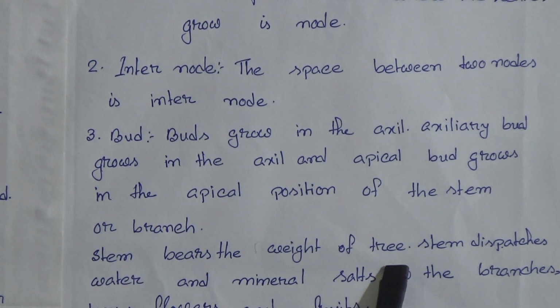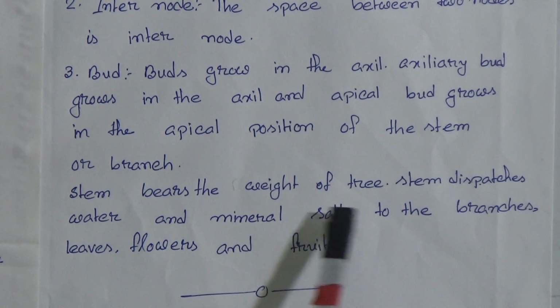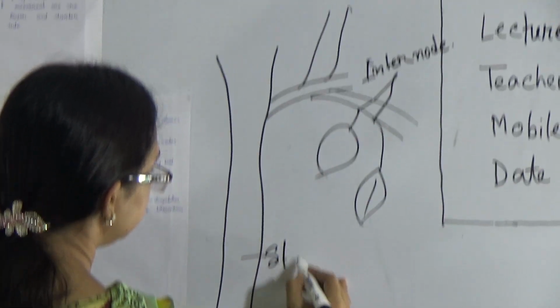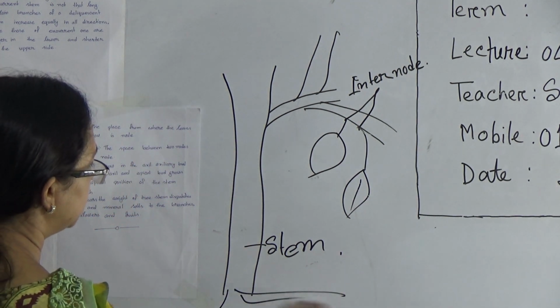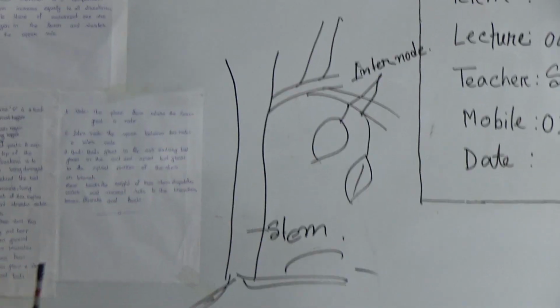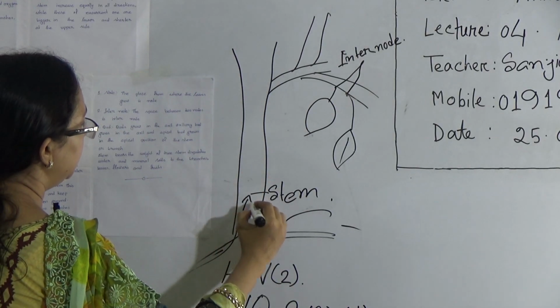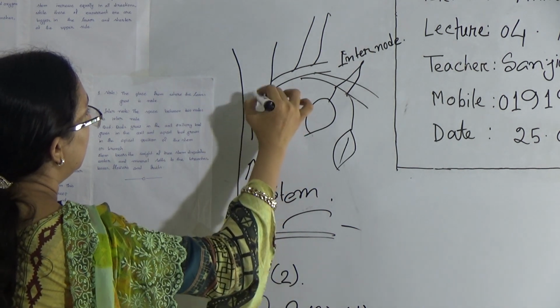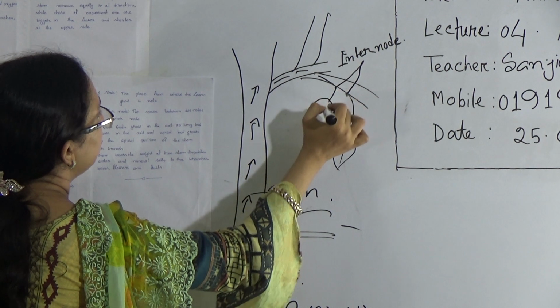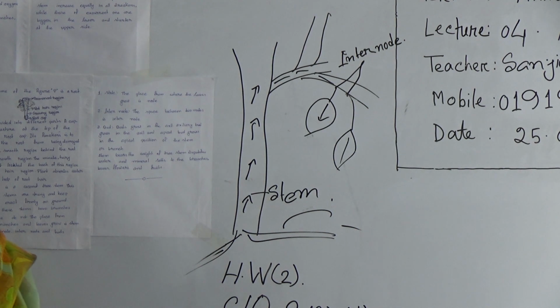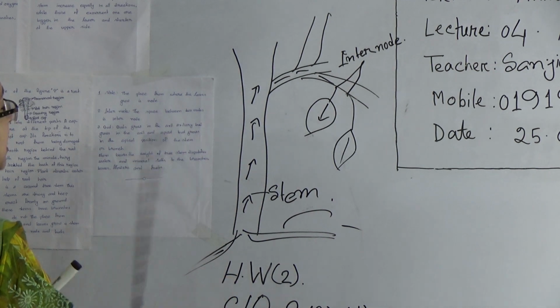The stem bears the weight of the tree. The stem dispatches water and mineral salts to the branches, leaves, flowers and fruits. This is the stem of a tree. Here is the root of a tree, and it collects water from the soil with the help of the root hair, and then the water and minerals go to the stem, and then again to the leaf. When it comes to the leaf, with the help of sunlight and carbon dioxide from the air, the plant can produce its food. And bud grows in the axil.